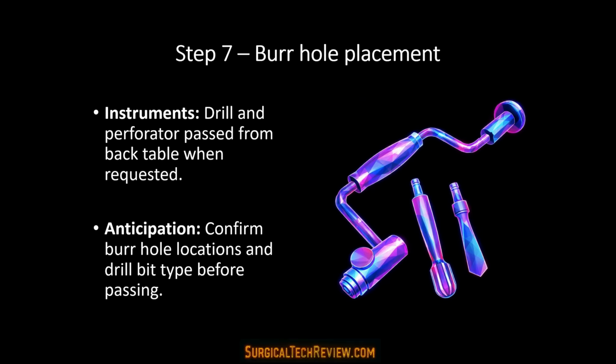Step 7. Burr hole placement. A drill with a perforator is used to create burr holes in the skull. The surgeon confirms burr hole locations and avoids underlying vascular structures. Instruments include the drill and perforator passed from the back table. Anticipation: confirm burr hole locations and drill bit type before passing.